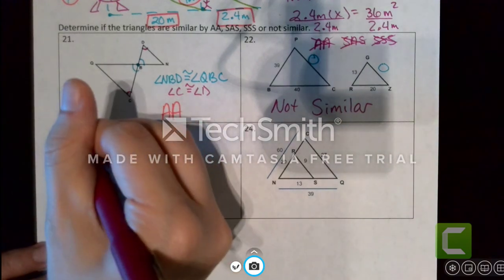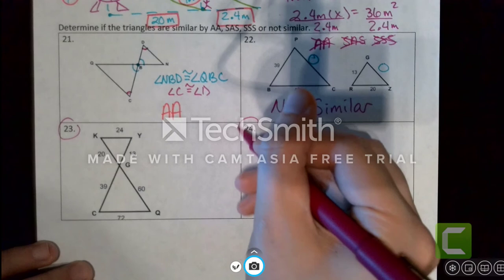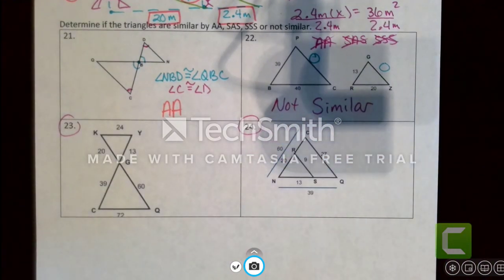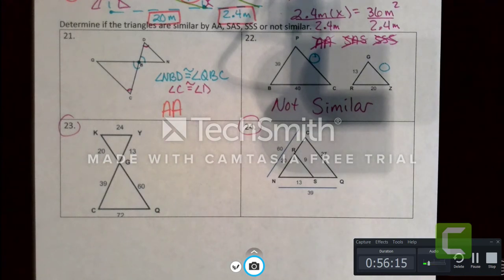Go ahead and try 23 and 24 on your own. When you're done, go ahead and submit this and finish your practice test as well.